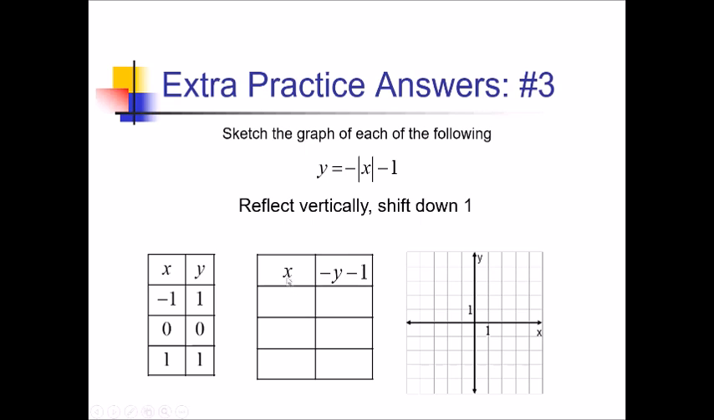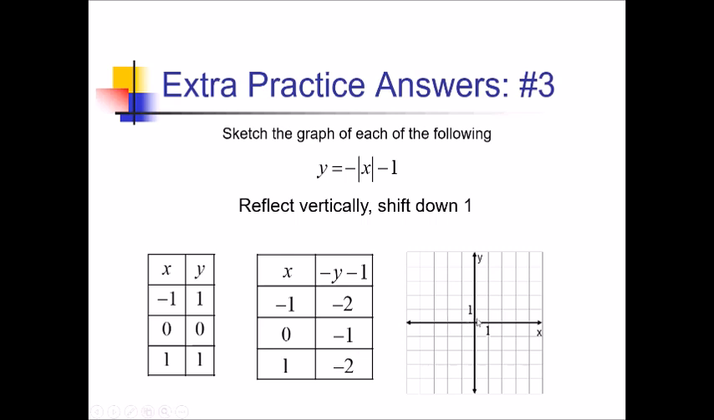So for the x's, again, those all stay the same. Negative 1, 0, and 1, just basically cutting and pasting from the original. But now the y values, we have to negate and then subtract 1. So this becomes negative 1 minus 1, so negative 2. This is negative 0 minus 1, so just negative 1. And this is going to be negative 1 minus 1 again, so that's also negative 2.